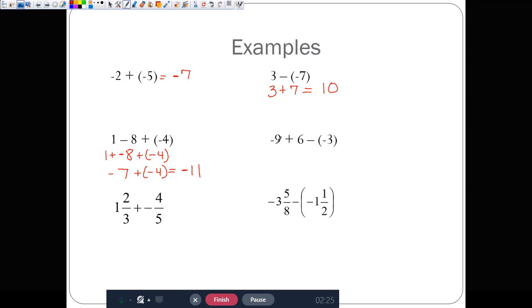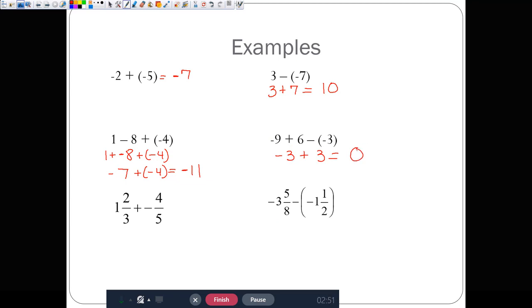Okay, I have a negative and a positive, so I subtract. So my answer is going to be negative. 9 minus 3 is 6. And then I keep the sign of the bigger, so it's going to be negative 3. And then here, we're going to change this to addition and change our sign afterwards. And negative 3 plus 3 is 0.